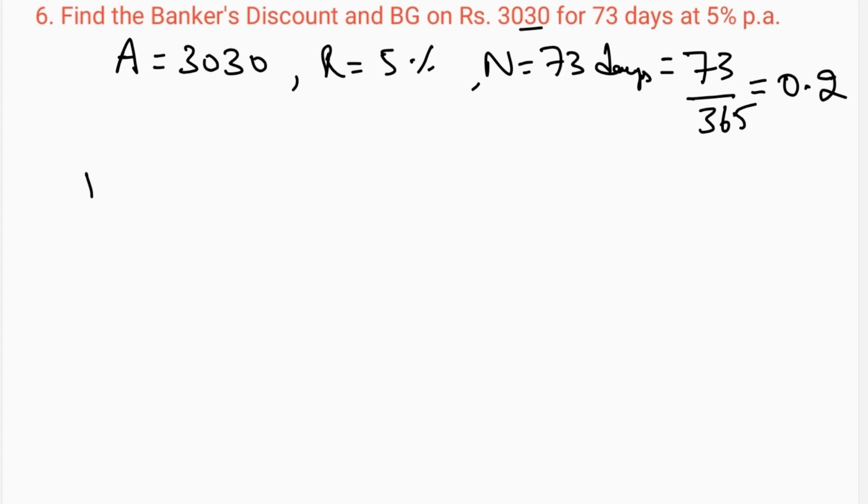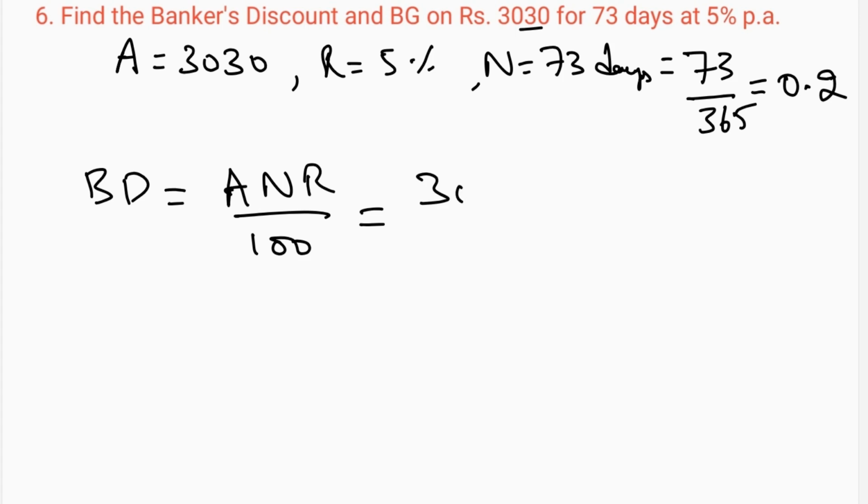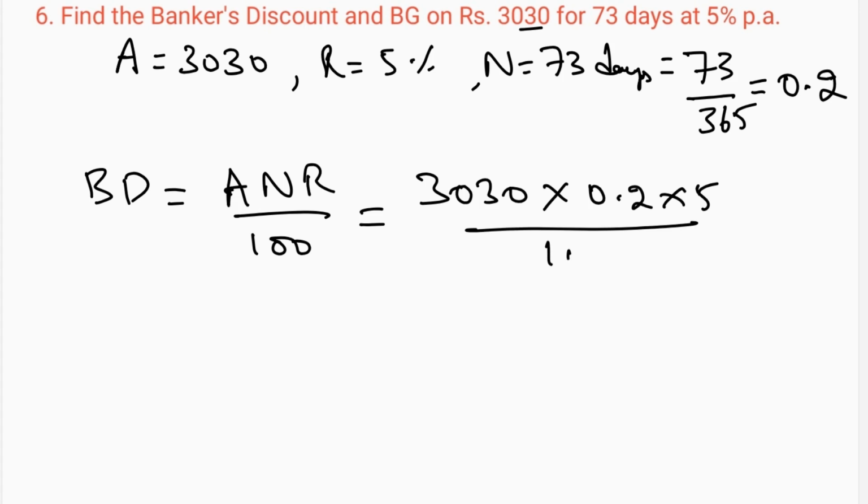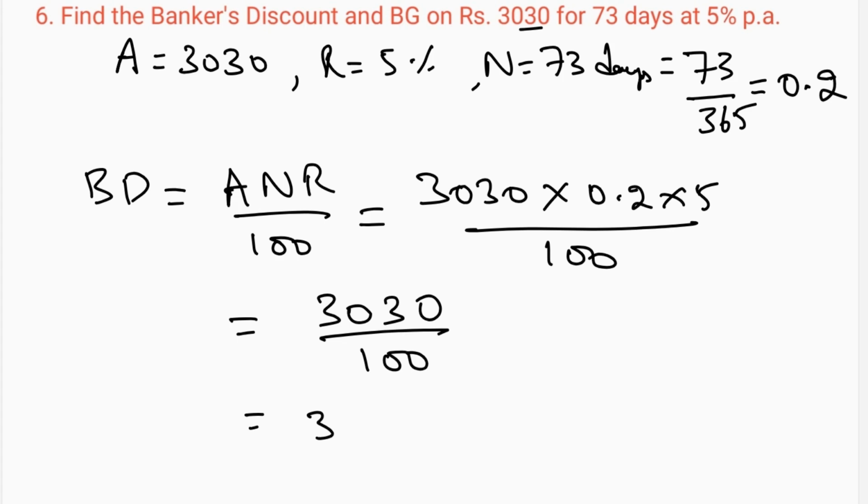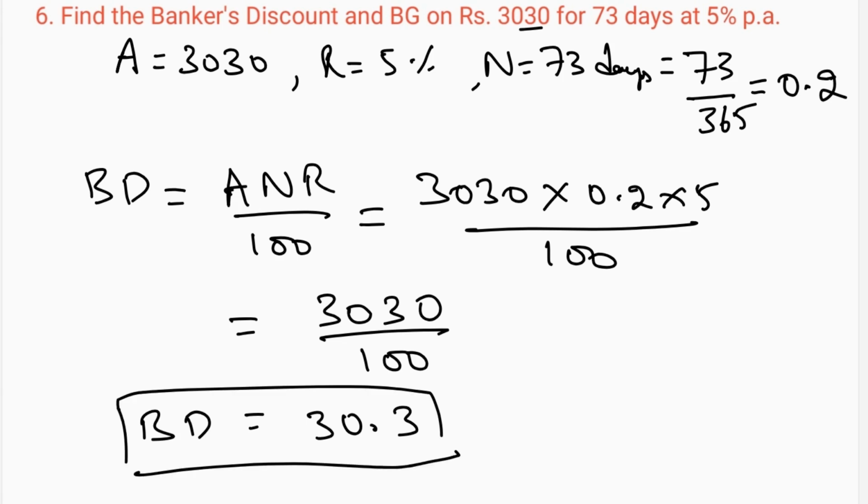Now first the banker discount. What was the banker discount formula? ANR by 100. If you substitute all these values, 3030 into 0.2 into 5 divided by 100, you will get 3030 divided by 100, so that will be 30.3. That is the banker discount. That is the first part. Now we need to find the banker's gain. Banker's gain is the simple formula BD minus TD, but TD we have not found. Here it is asked directly, banker's gain.